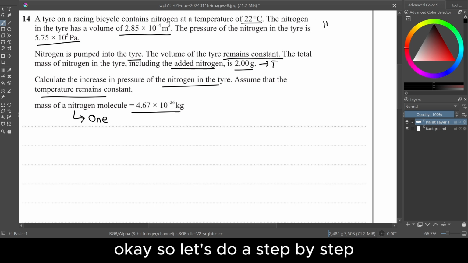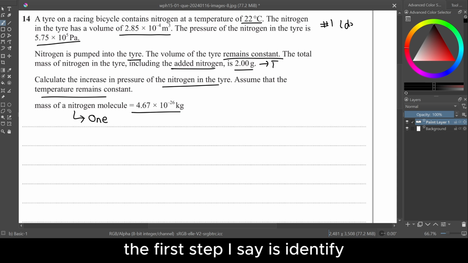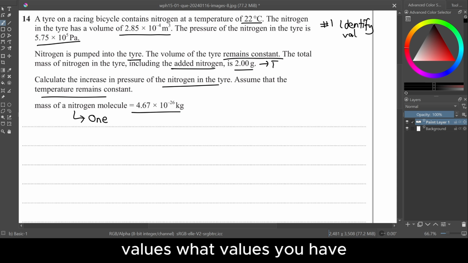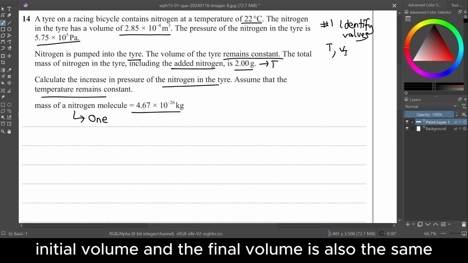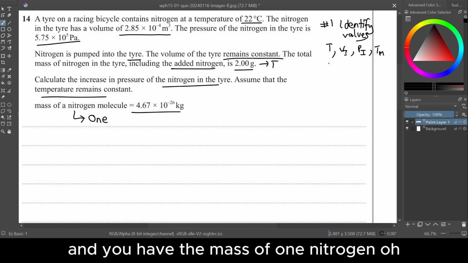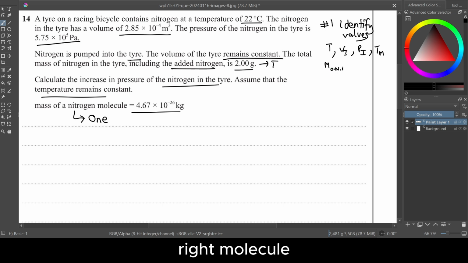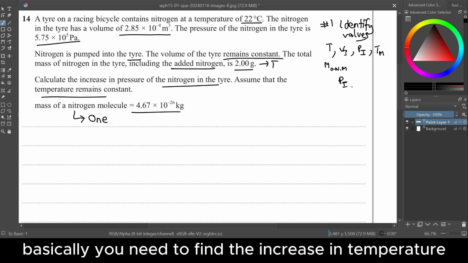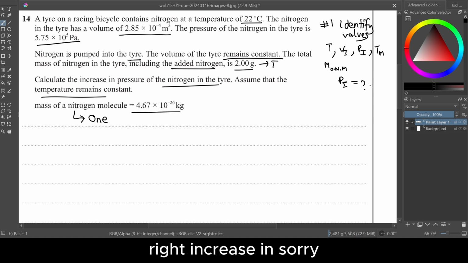Okay, so let's do it step by step. The first step, I say, is to identify values. What values do you have? We have temperature, we have volume, right? Initial volume, and the final volume is also the same. And you have initial pressure, and you have the total mass, and you have the mass of one nitrogen molecule, right? And you basically need to find the increase in pressure, my bad, not temperature.